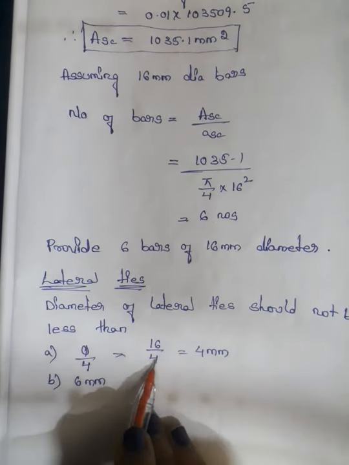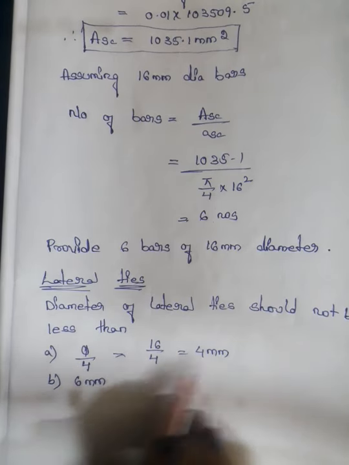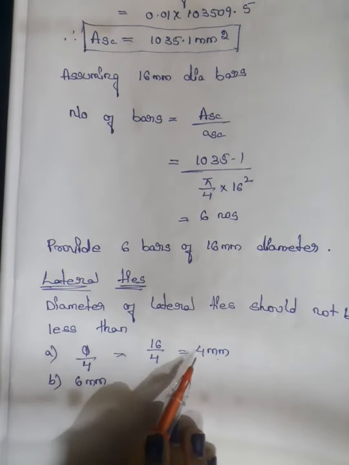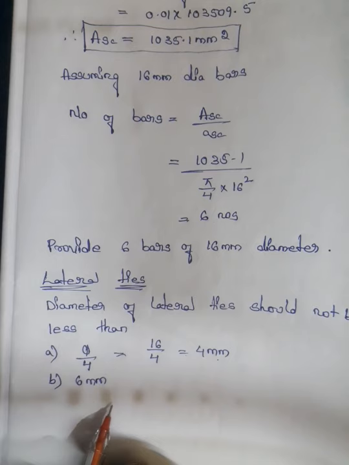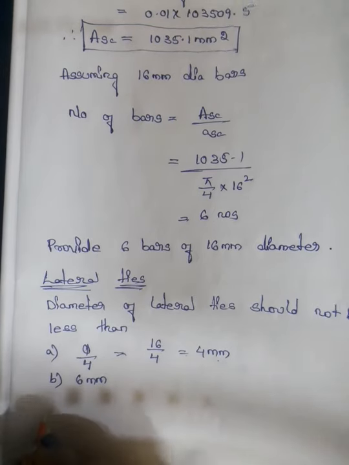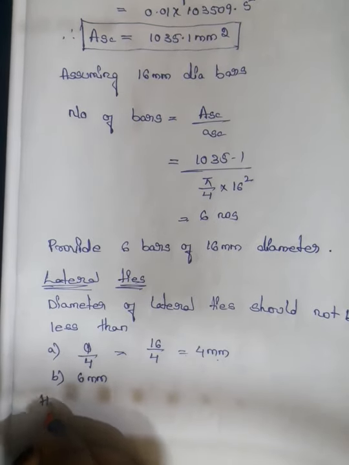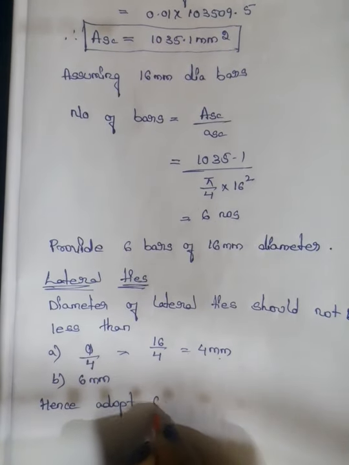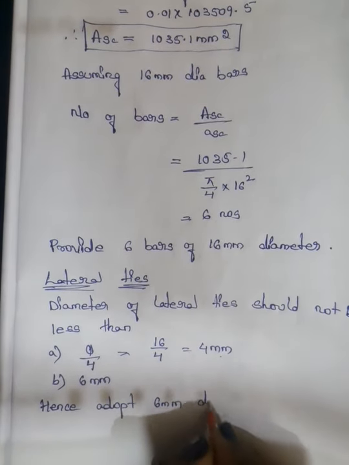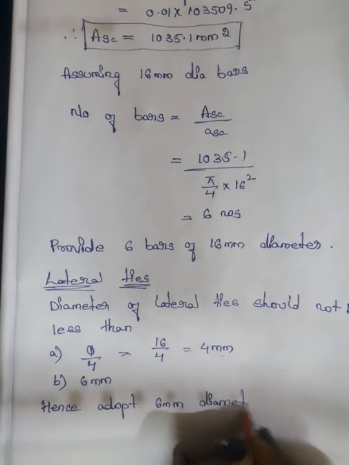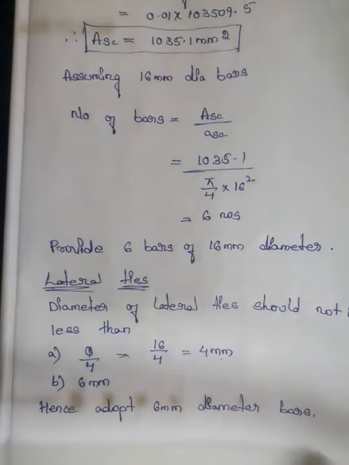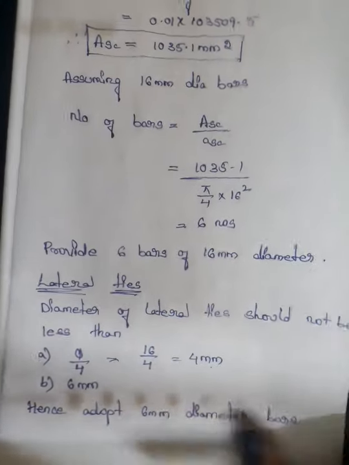If dia by 4, when we are calculating, is more than 6, then you can take it as an 8 mm bar. If it is 6.5 like that, then you can take the 8 mm bar. So hence adopt 6 mm diameter bars. So now we know the diameter of the lateral ties.